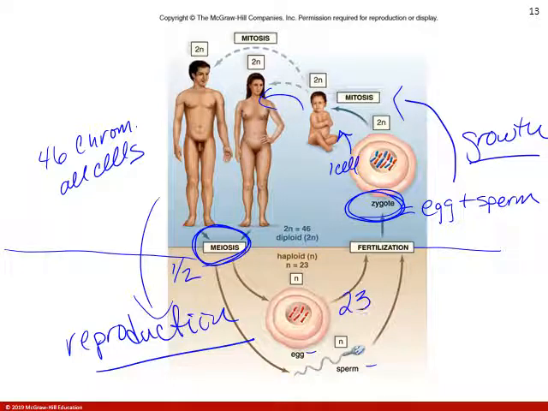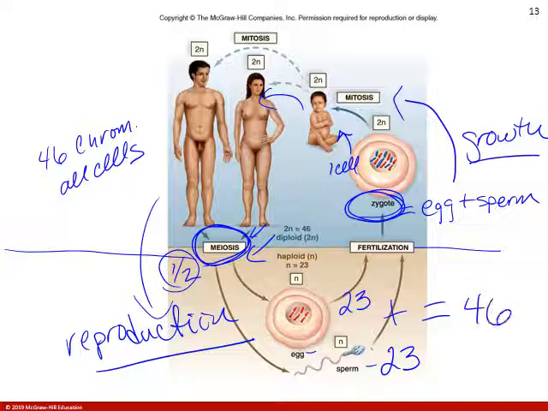we only have 23. And why is that? Why do we do this process called meiosis? We halve the chromosome number so that when the egg and the sperm come together, they have how many? 46. So the top half in blue here is growth.